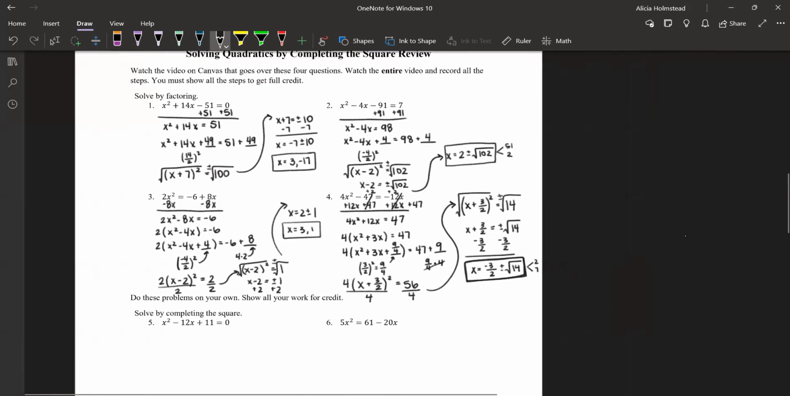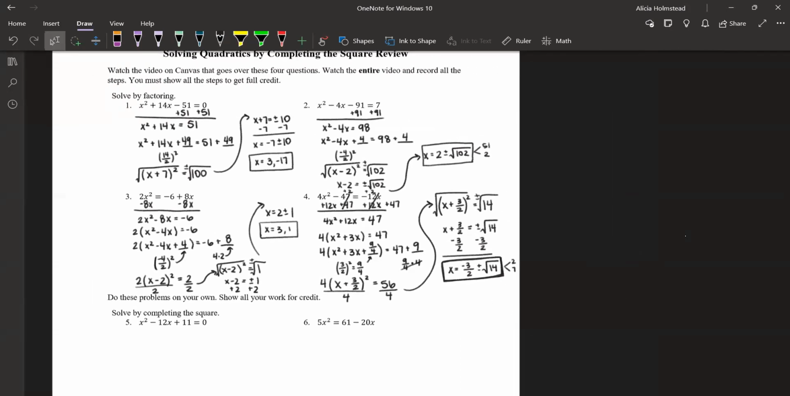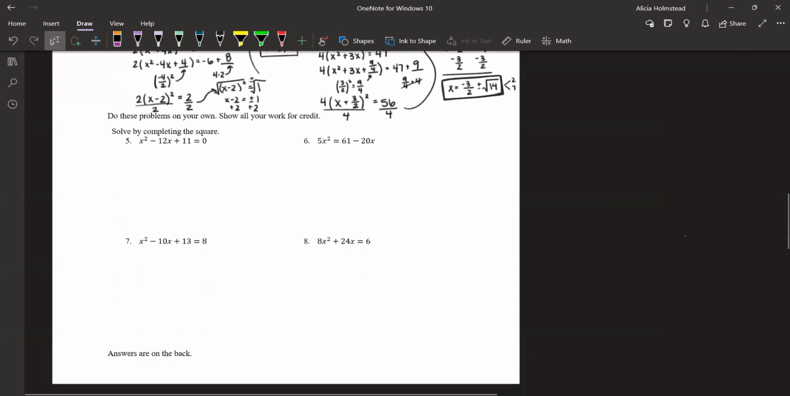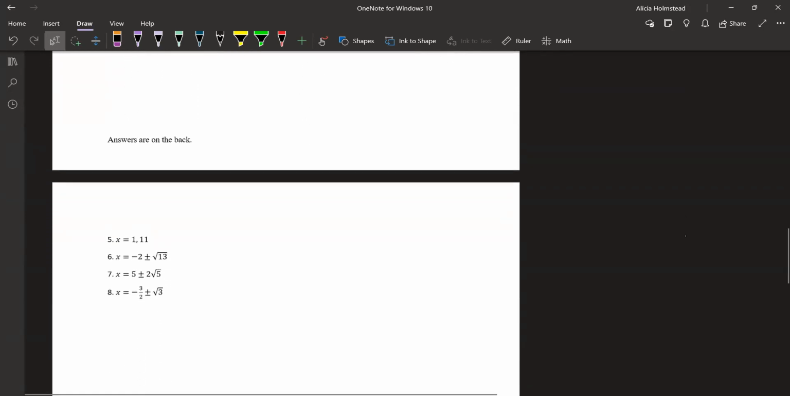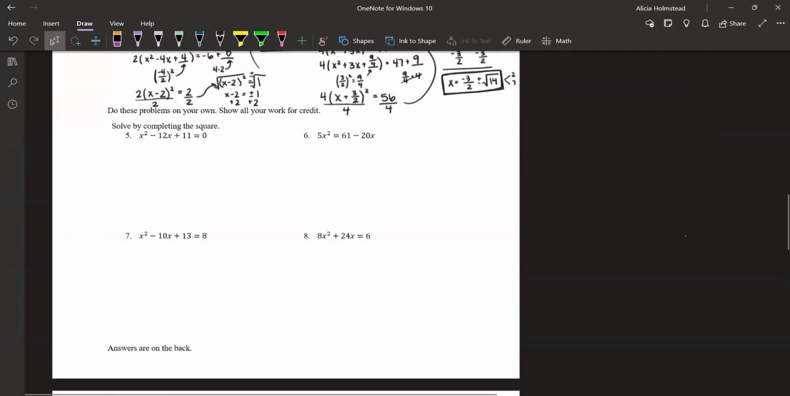All right, so that's the 4 examples for this video. On your assignment, there are an additional 4 examples, some with a leading coefficient of 1 and some without. As per usual, the answers are on the back, so you can use those to make sure you're doing it correct. If you are not getting the correct answers, make sure you go back and see if you can identify your error. And as always, if you have any questions or if there's anything that you're struggling with, please let me know and I'd be happy to help.